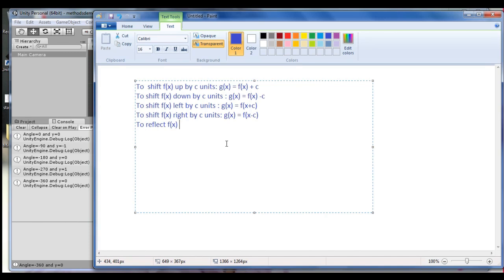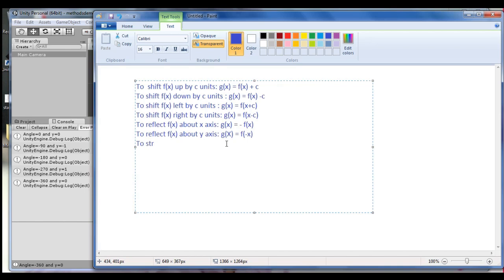and to reflect or flip f of x about x-axis, g of x is equal to minus f of x, you have to do about x-axis, and to reflect f of x about y-axis, g of x is equal to f of minus x, you have to do.